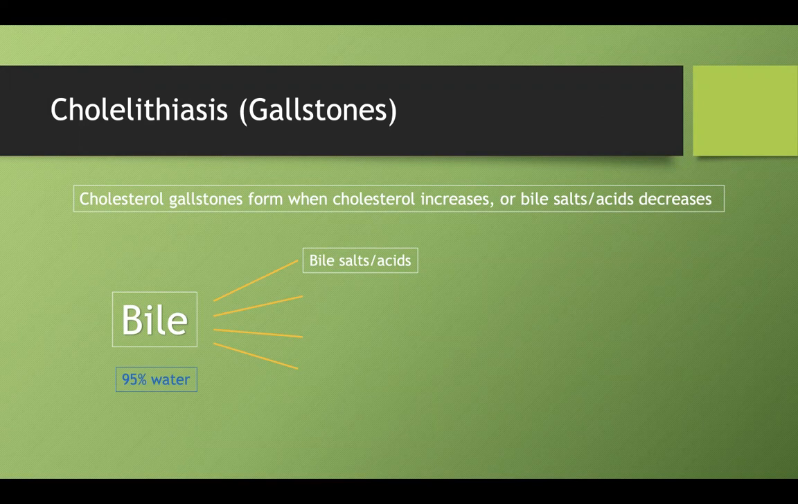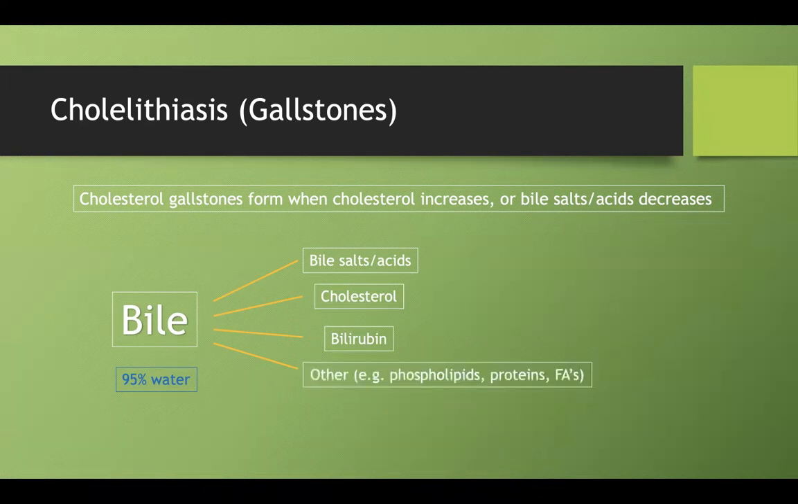The two common offenders for gallstones are cholesterol and bilirubin. And if you get too many of either of these, you can have a cholesterol gallstone form or a bilirubin gallstone. And the fourth category is just this kind of broad other category. It's really low yield. You really just need to know the cholesterol, bilirubin, and then the bile salts.